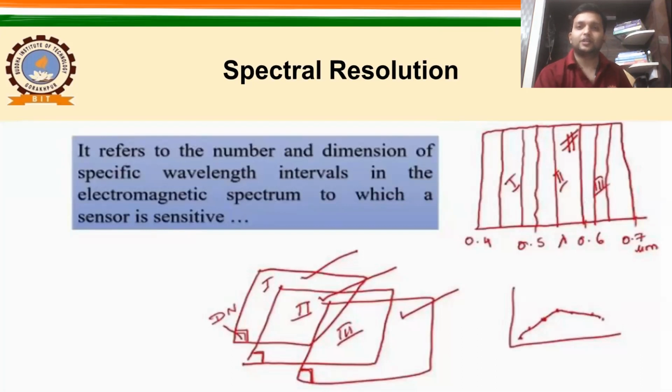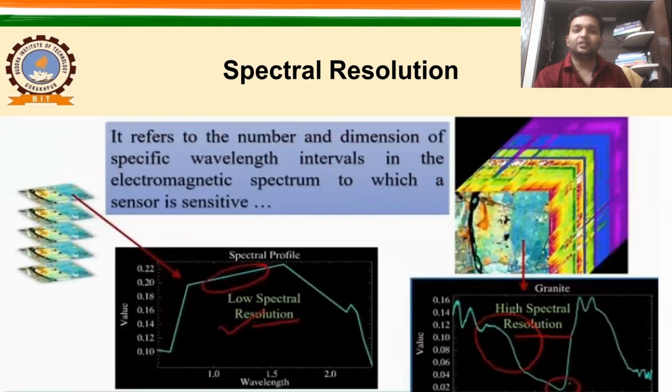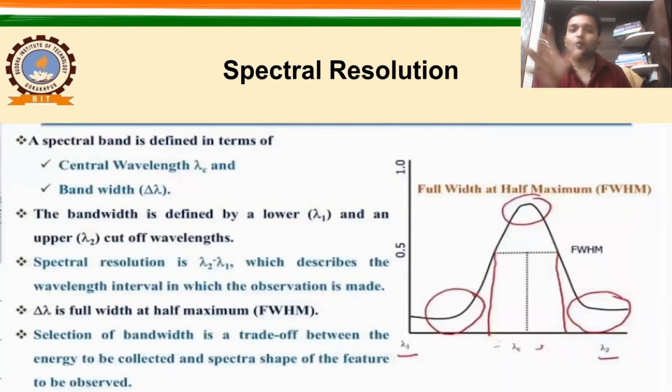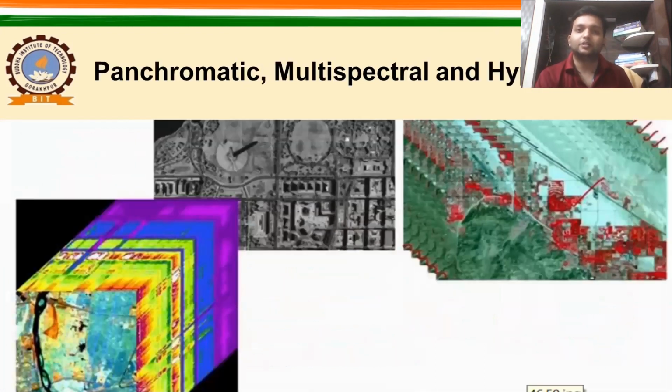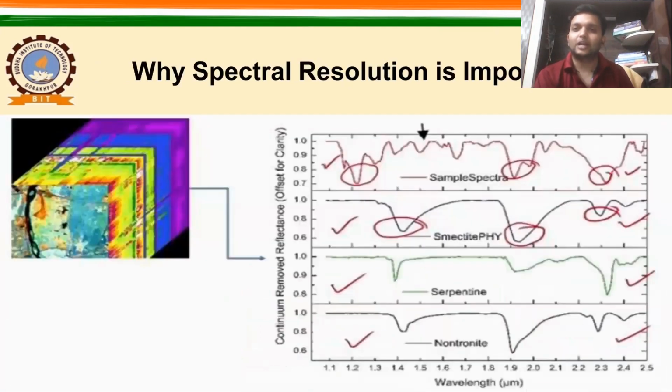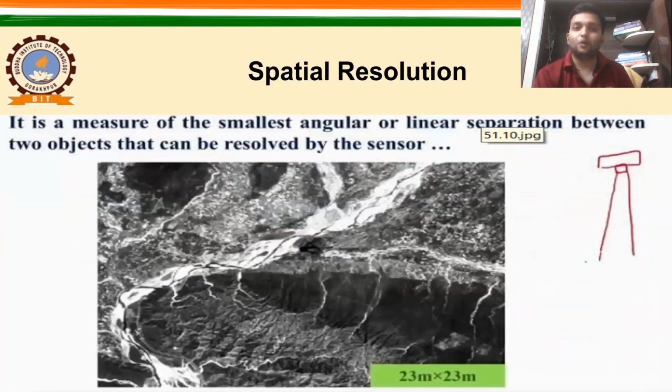Then we have seen the spectral resolution, which refers to the number and dimension of the specific wavelength intervals in the electromagnetic spectrum to which a sensor is sensitive. Then we talked about how this varies, and how the graphical representation of the spectral resolution is done. Then we talked about panchromatic, multispectral, and hyperspectral. Then we have seen why spectral resolution is very important.